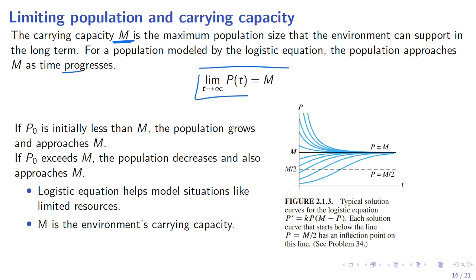We saw this in our previous example, and if we draw the solution curve for the logistic equation, we can see that if we start with an initial population which is larger than the carrying capacity, then the population decays and approaches the carrying capacity no matter where it started. And if it starts below the carrying capacity, then the population rises and converges to the value of M. Okay.